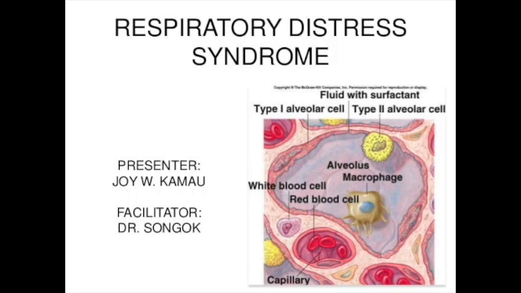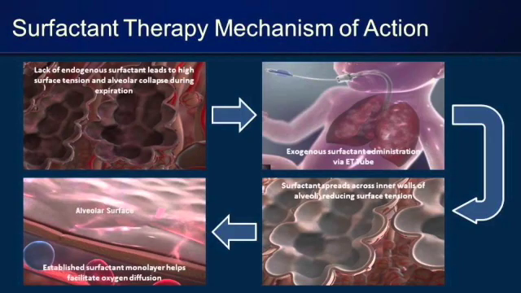Surfactant production begins between 24 to 28 weeks, so by 35 weeks enough surfactant is produced. So if they're younger than this, of course they're going to have difficulty with the lungs. Risk factors: Caucasians, males, multiple births, and maternal diabetes, also perinatal infections. Clinical manifestations of neonatal respiratory distress syndrome usually presents at birth or shortly after birth with respiratory distress, with tachypnea over 60 a minute, tachycardia, chest wall retractions, expiratory grunting, nasal flaring, and cyanosis.